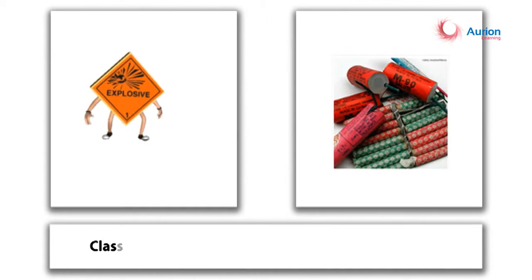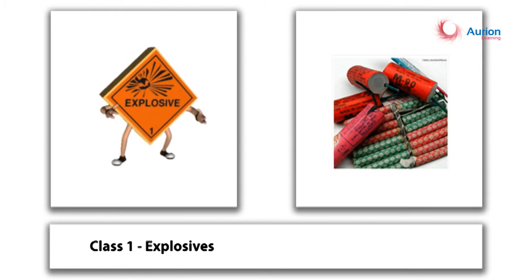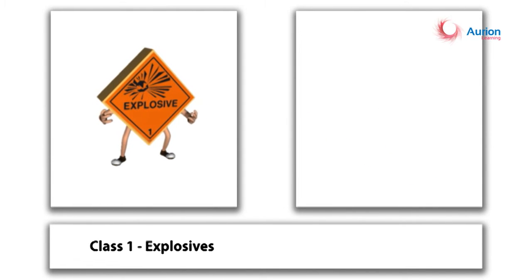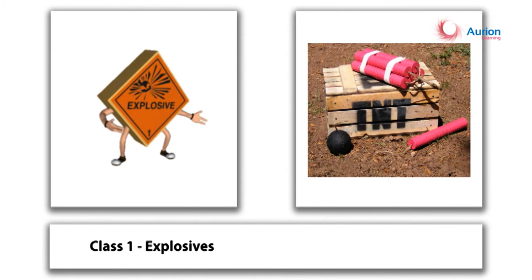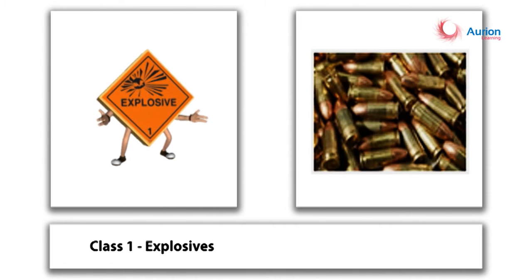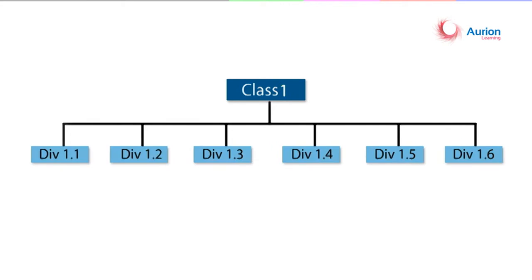All the explosives are classified under Class 1. These are the articles having explosion, blast or projection hazard. Example: RDX, TNT, firecrackers, dynamite, ammunition, cartridges, etc. Class 1 is further divided into 6 divisions.